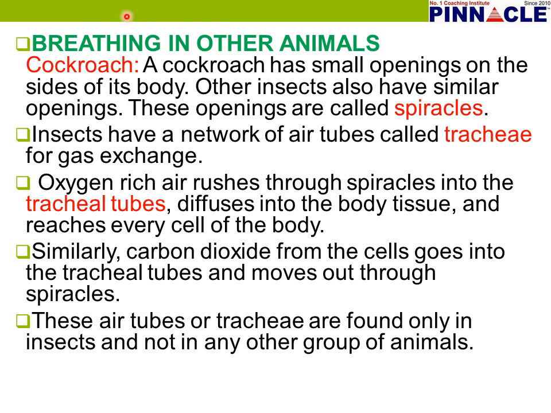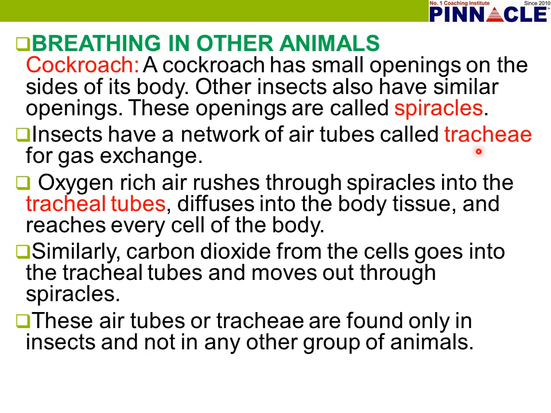Breathing in other animals, how does it happen? If we talk about the cockroach, everybody knows, in houses, in the kitchen, you generally see cockroaches. A cockroach has small openings on the sides of its body. Other insects also have similar openings. These openings are called spiracles, and insects have a network of air tubes called trachea for gas exchange.